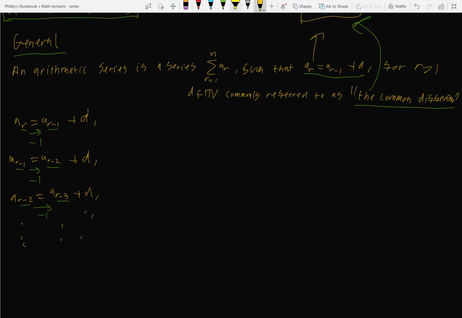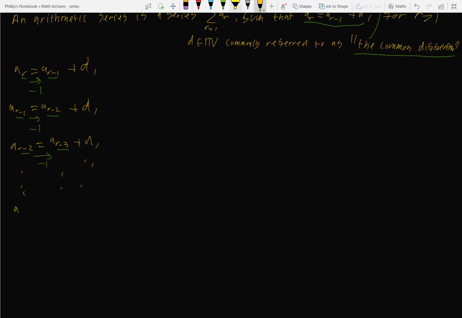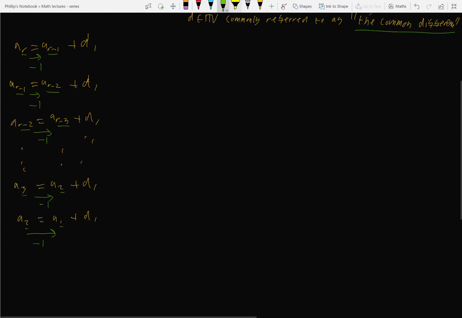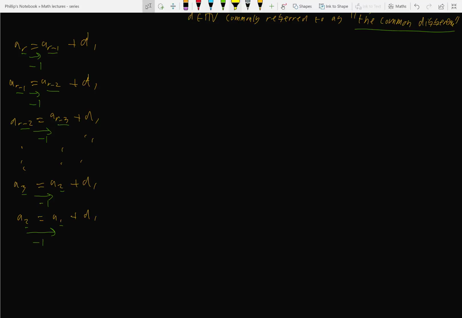Scroll down, then we've got a_3 is equal to a_2 plus d. Again, we're just taking 1 off. And then we've got a_2 is equal to a_1 plus d. Last time I'm going to do it, because I know it's getting on your nerves now. So a_2 is equal to a_1 plus d, and we take 1 off on each term.